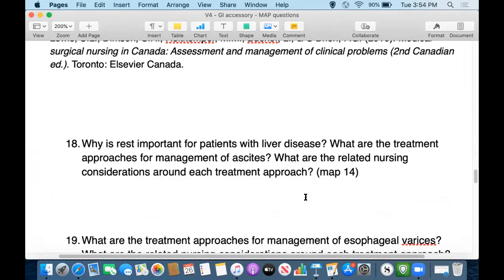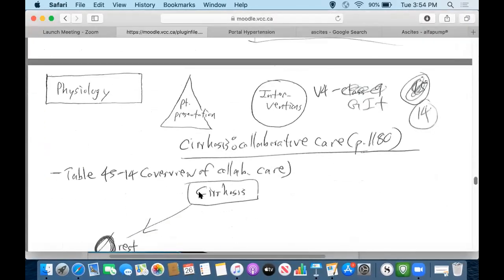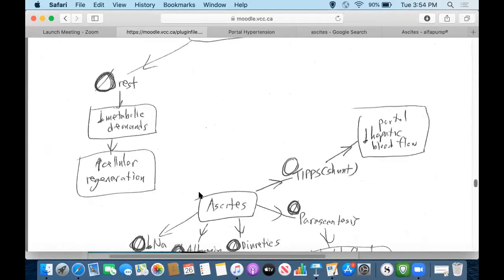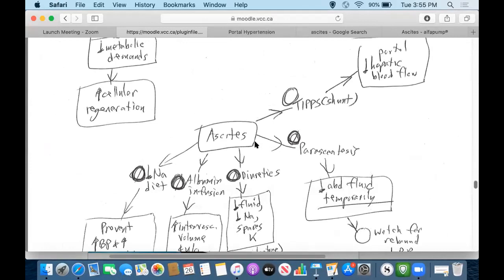How do we manage ascites? So we talked about how ascites is formed in terms of fluid moving into the abdomen. Now it's asking us to talk about some of the management approaches for ascites. We'll look at map 14 for that. So you've got ascites. We've already gone over what that is.